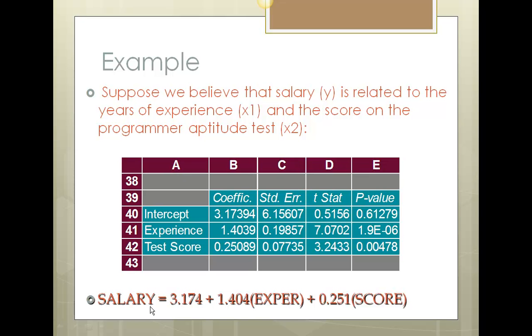So my equation, I used experience and test score to predict salary. So salary is equal to beta 0, my vertical intercept of 3.174, plus 1.4 times experience, plus 0.52 times my test score. So what I've done here, instead of just writing y, x1, and x2, is I've actually substituted in for what y, x1, and x2 actually stand for. And that's going to be most beneficial for you when you're interpreting your data.